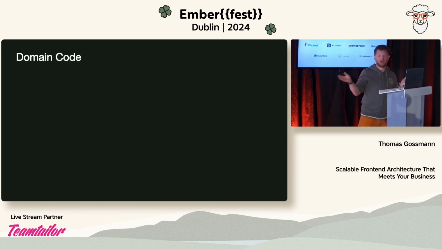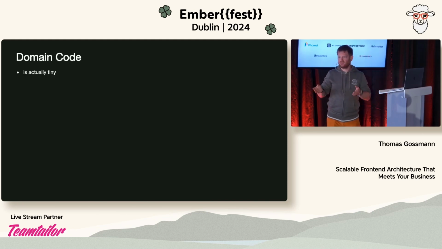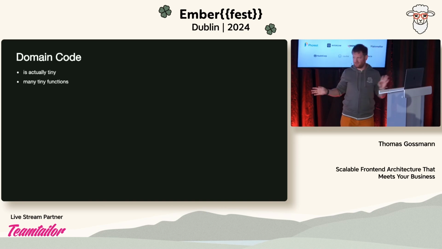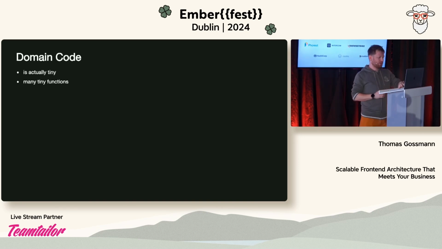All right, now what do we have? We have domain code, which is apparently really tiny. The functions are like 3, 5, 6, 7 lines. That's okay. But we will have many of these. I'm not speaking like 10, 30, I'm speaking like 100 plus, 200 plus, depending on how complex your product is.